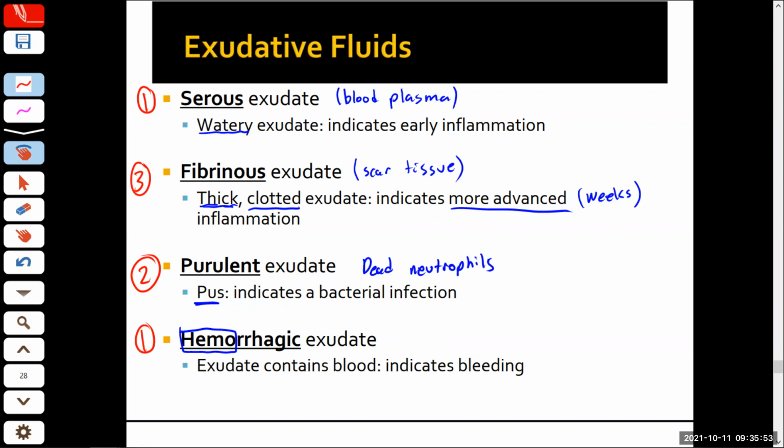Now, this can have a little bit of a spin. Again, let's use myself as an example. I step on a rusty nail. Three days later, we see purulent exudate at the wound. Physiological or pathological?